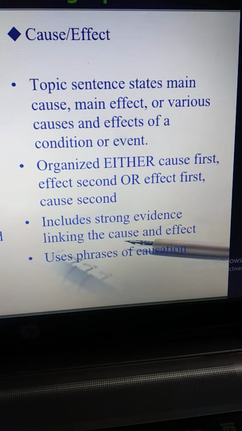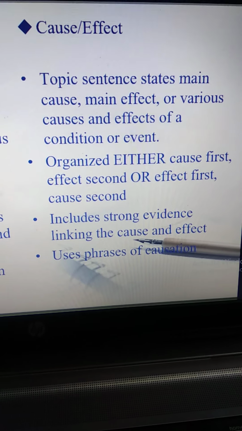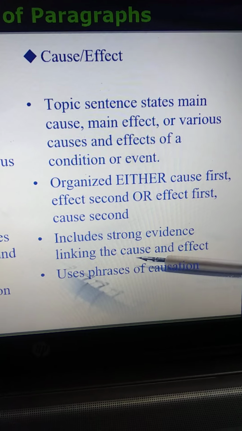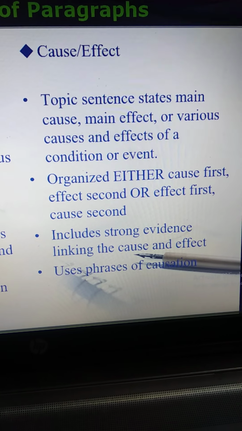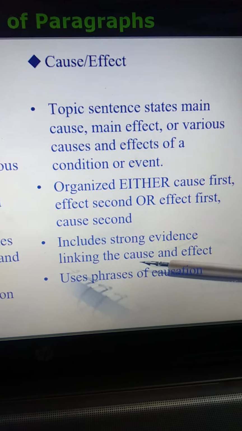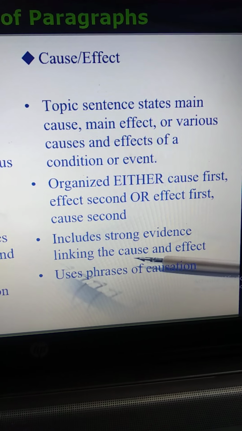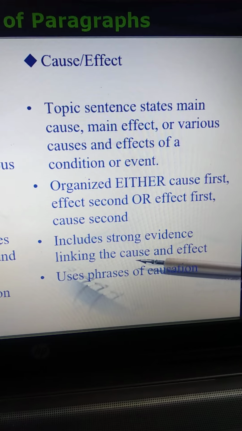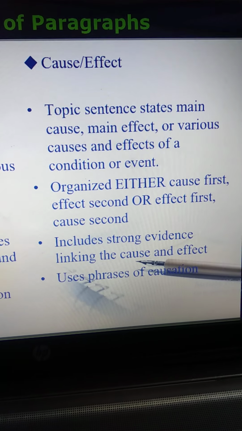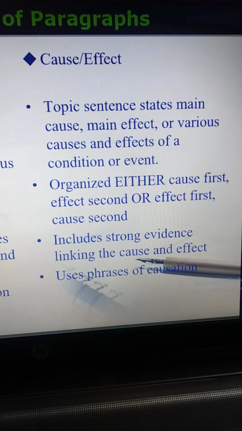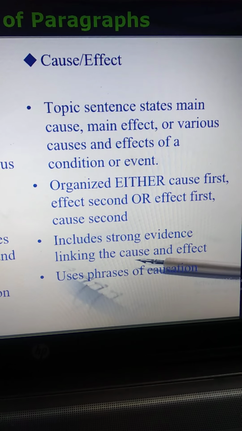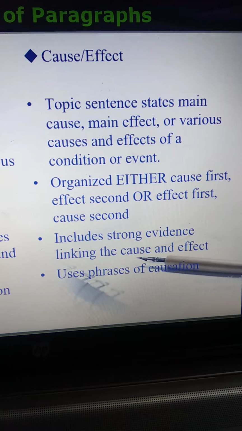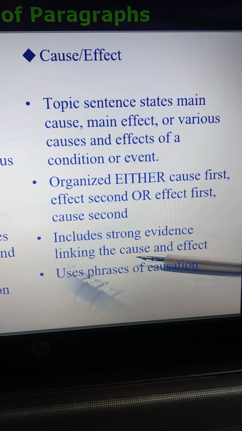So and the fourth type is cause and effect. It happened and because of that this happened. So cause and effect. What is the cause of this thing and what is the effect of this thing? So the topic sentence states main cause, main effect, or various causes and effects of a condition or event. Organized, either cause first, effect second, or effect first, cause second. For example, temperature is rising because of the global warming.